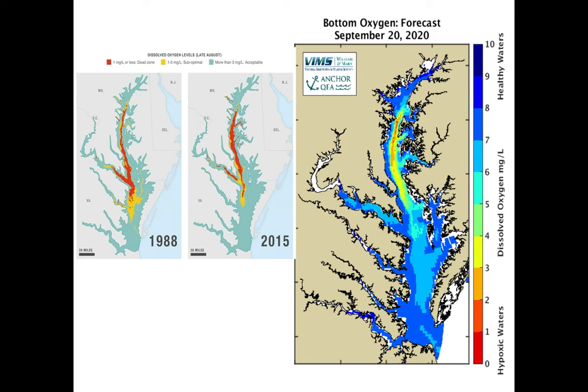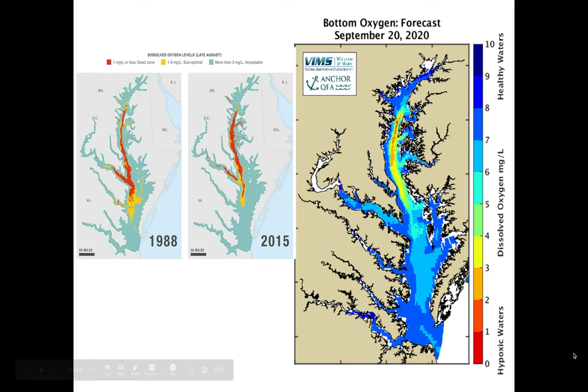This creates hypoxia, or low oxygen conditions, that can suffocate marine life and shrink the habitat available to fish, crabs, and other critters. Plant and animal life are often unable to survive this environment, which is why the area is referred to as a dead zone. The dead zone is most pronounced in the deep waters of the bay's main stem during warm summer months.